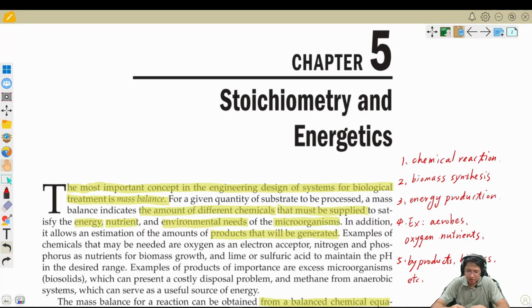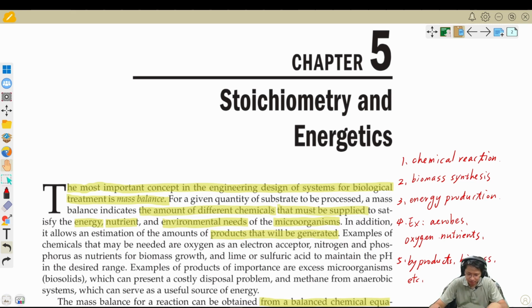Good morning, everyone. This is our first class of Biological Principles in Environmental Engineering. And today we are talking about the most important concepts for engineering design of biological systems, which come from the mass balance concept we call stoichiometry and energetics.